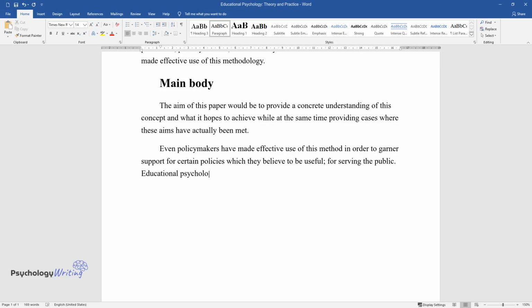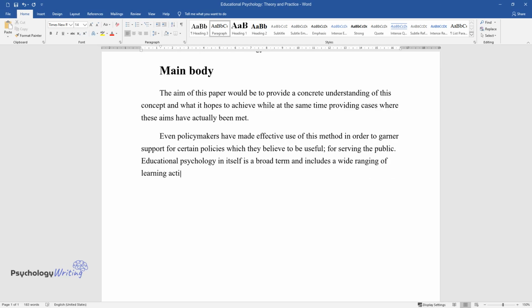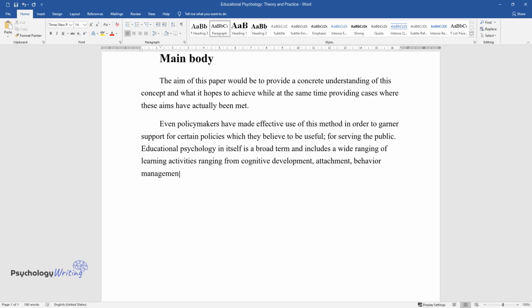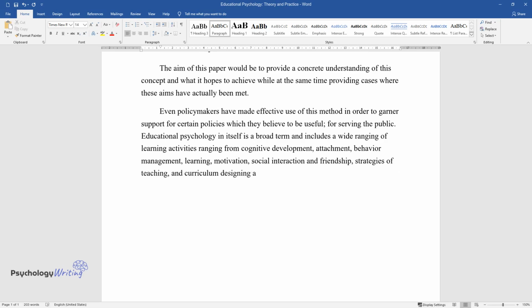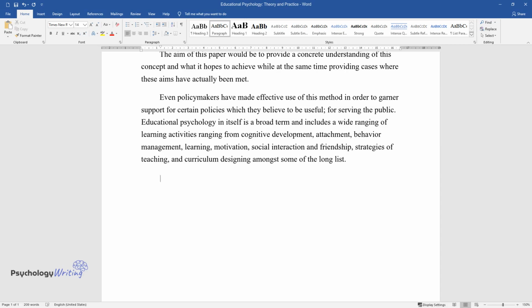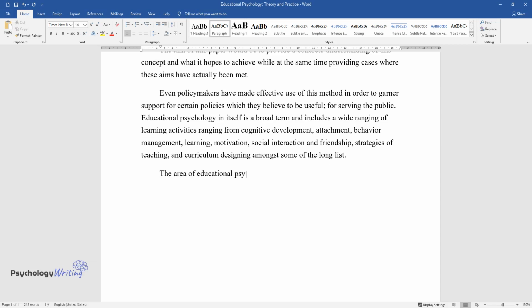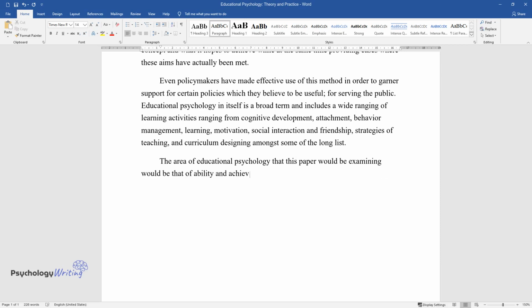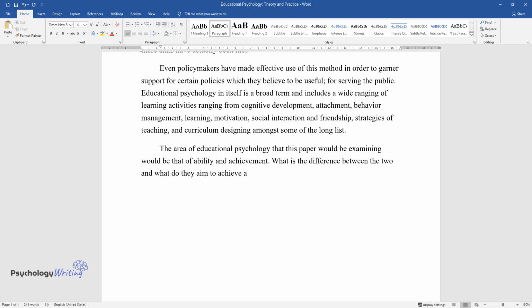Educational psychology in itself is a broad term and includes a wide range of learning activities, ranging from cognitive development, attachment, behavior management, learning, motivation, social interaction and friendship, strategies of teaching, and curriculum designing amongst some of the long list. The area of educational psychology that this paper would be examining would be that of ability and achievement. What is the difference between the two and what do they aim to achieve and whether it has been done so?